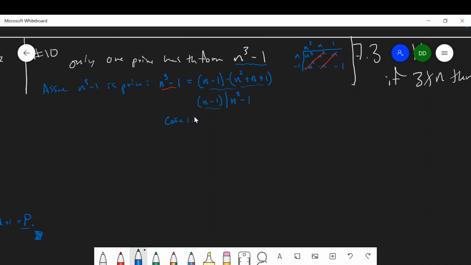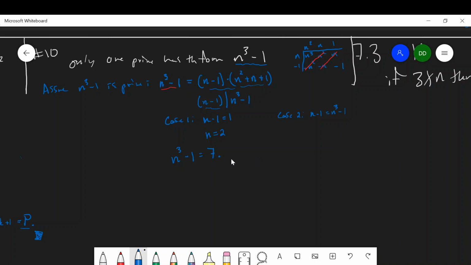So case 1, n minus 1 equals 1. And then the other case, maybe let me write the other case first before we start chasing these down. Case 2 would be that n minus 1 is actually equal to n cubed minus 1. And that's going to turn out to be bogus. But case 1, n minus 1 equals 1. Well, what does that make n? Then n is 2. And then n cubed minus 1 would be 7.